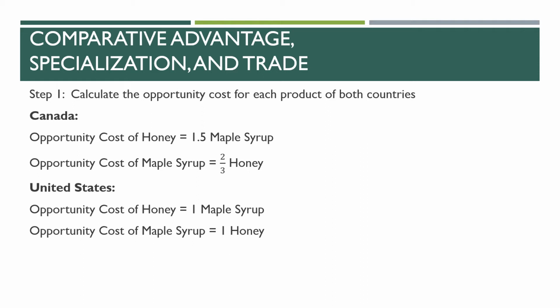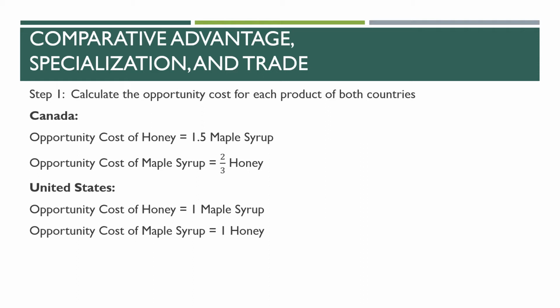So now we have calculated the opportunity cost of the two products produced in the two countries. We are going to take the second step right here to compare which country actually has a lower opportunity cost to produce a particular type of product. So in this case, you can imagine we are trying to compare the opportunity cost of honey produced in Canada to the opportunity cost of honey produced in the United States.